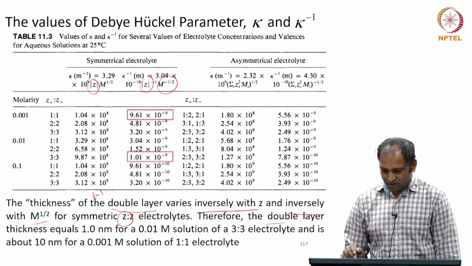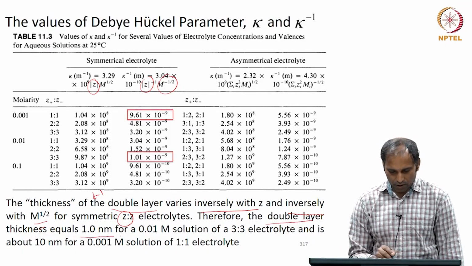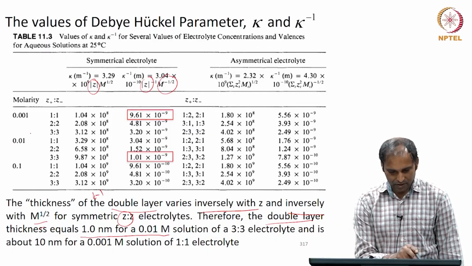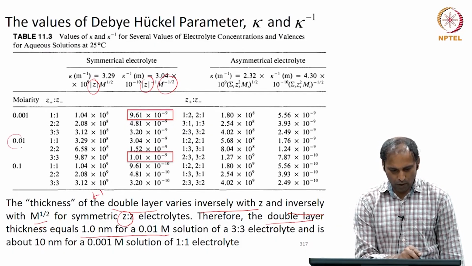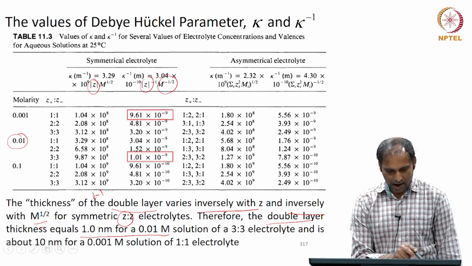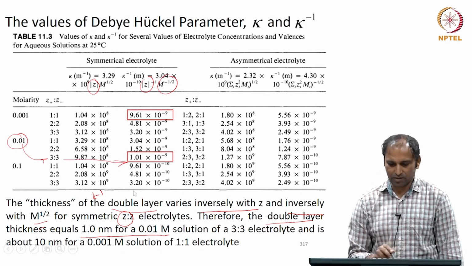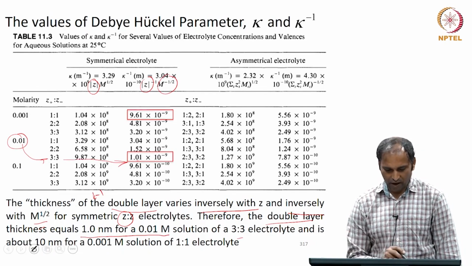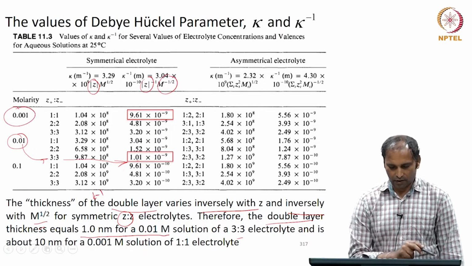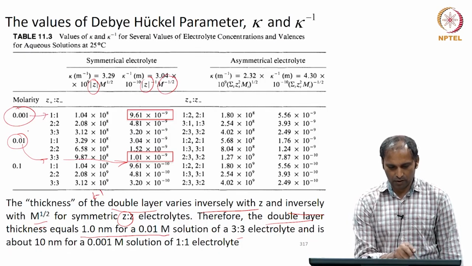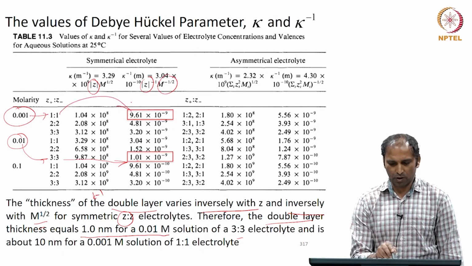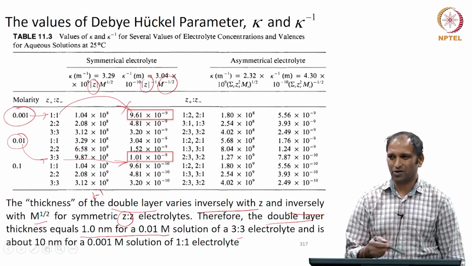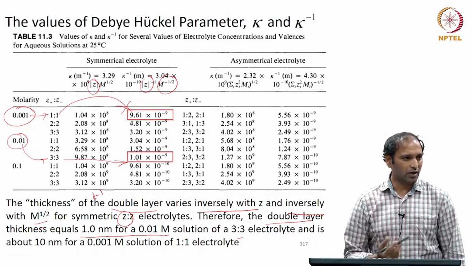And the double layer thickness equals about 1, right. If you look at this expression, so I take 0.01 molar, and for 3:3 electrolyte, the double layer thickness is about 1 nanometer. However, if I take 0.001 molar electrolyte, and if it is 1:1 electrolyte, the double layer thickness is about 10 nanometer. So, you can get these numbers and think a little bit about them.